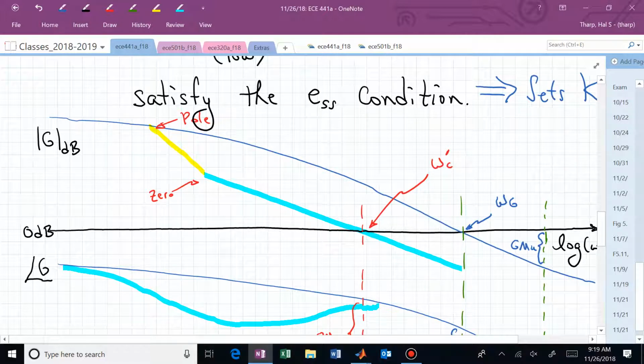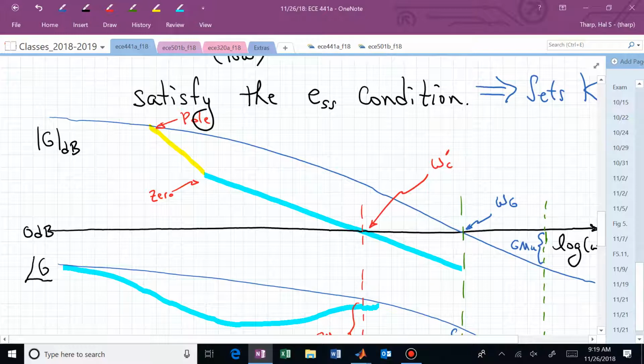The further we put the pole, or the lower in frequency we put the pole, the longer our gain curve is going to have to be attenuated, or to drop. Meaning, the pole and zero separation is what we're after, and we want to make that such that we get the attenuation needed.